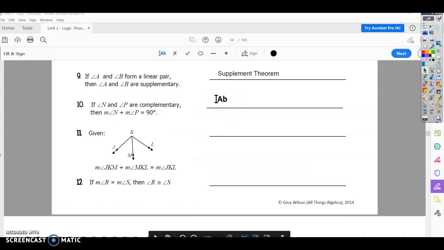All right, number 10 says if angle N plus angle P are complementary, then the measure of angle N plus the measure of angle P equals 90 degrees. So this is the definition of complementary angles.